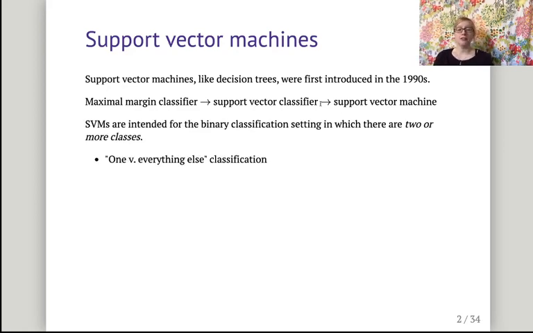So we'll build up to creating one of these. And these are intended for binary classification only, so you can't do regression with these. These can work when there are two or more classes. The way we handle that is using one versus everything else classification. So what's the probability of being in one particular category versus not being in that category?